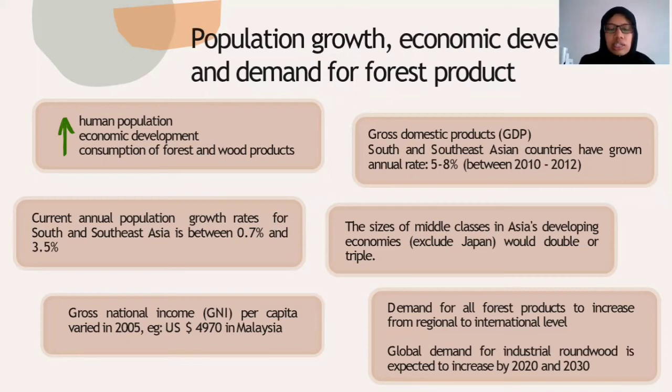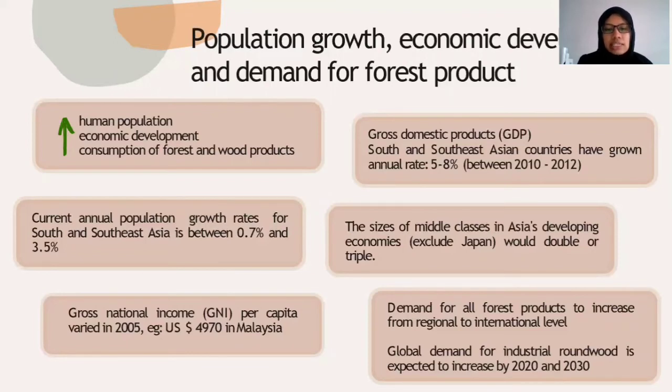And the case study stated that in the year 2010, the current annual population growth rates for South and Southeast Asia is between 0.7% and 3.5%. And the gross national income (GNI) per capita is varied. In this case study, it stated that in 2005, Malaysia had a GNI of about 4,970 US dollars. Besides that, the gross domestic product (GDP) in most South and Southeast Asian countries has grown at an annual rate of about 5 to 8% between the year 2010 and 2012.